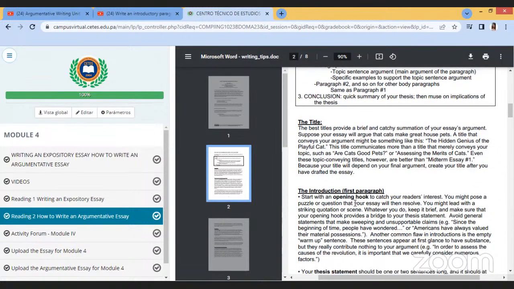The best titles provide a brief and catchy summation of your essay's argument. Suppose your essay will argue that cats make great house pets. It's an example. A title that conveys your argument may be something like this: The hidden genius of the playful cat. This title communicates more. You can find some examples here that you can relate to the title that you have to write, and the meaning that this title has.